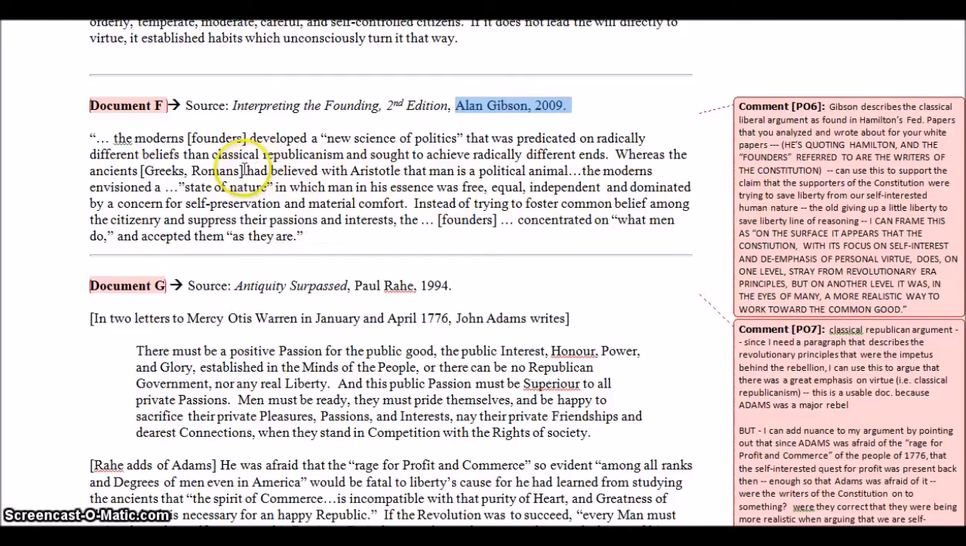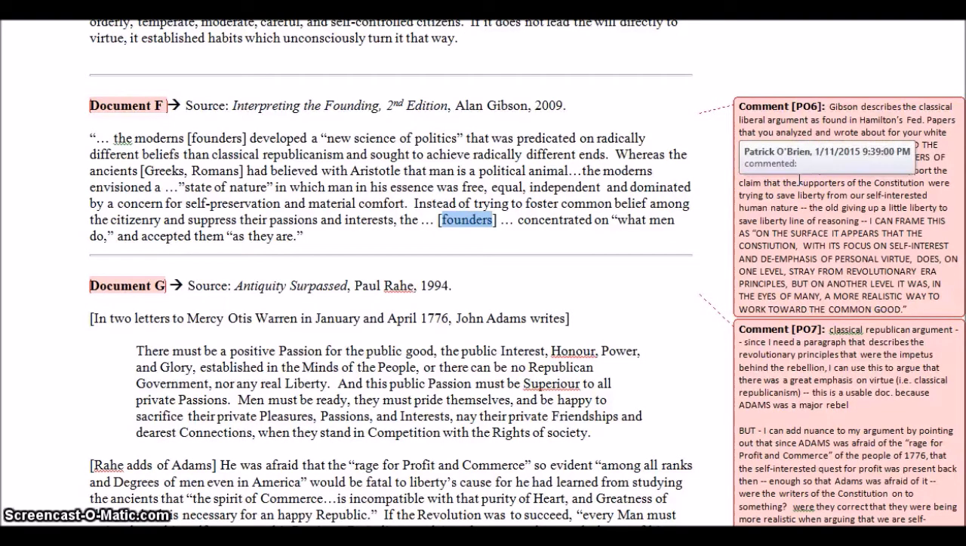But the man who he's quoting here, New Science of Politics, State of Nature, and so forth, the moderns, he's quoting Hamilton from the Federalist Papers, and we read them. This exact phrase was in the Federalist Papers that we read. So Gibson describes the classical liberal argument as found in Hamilton's Federalist Papers that you analyzed and wrote about for your white papers. He's quoting Hamilton, and the founders he referred to right here, or actually I added that word, are the writers of the Constitution.